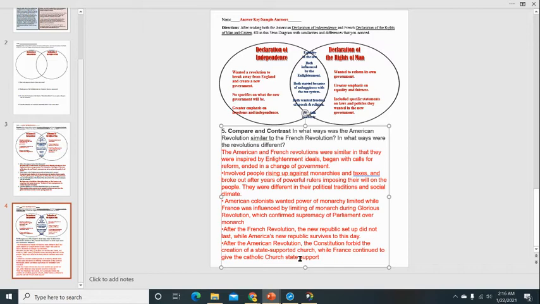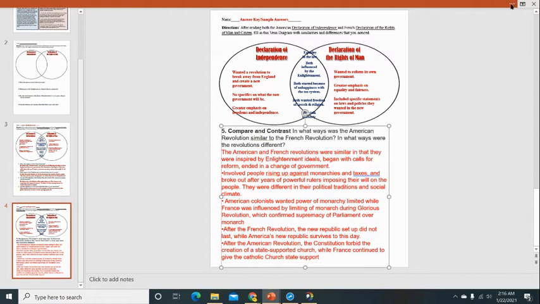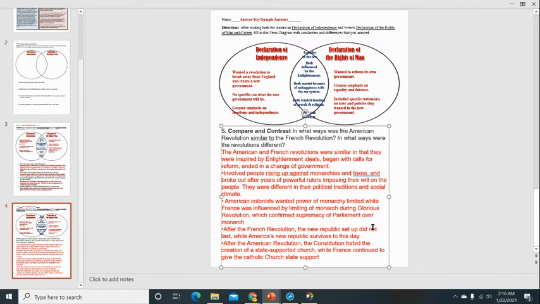After the American Revolution, the Constitution forbade the creation of a state-supported church. Another aspect, religion: France continued to give the Catholic Church state support. So that's another difference as well. Remember, with the Reign of Terror and the radicals, there wasn't as much. The republic wasn't going to last in France, and in fact, it wouldn't. Napoleon takes it back to being an empire, and then they try to bring it back to a republic. Over the course of the 1800s, they actually have a series of dictators in France related to Napoleon, and we'll get into that later on.